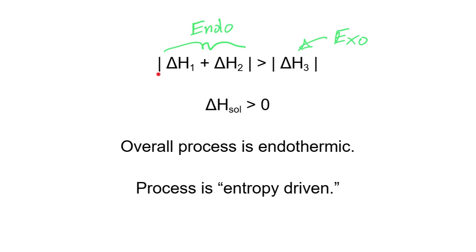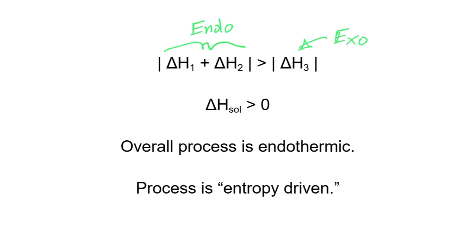So really what this is saying is that we are putting in more energy, separating the particles, than we are getting out when the solute and solvent particles come back together. And so the overall process, which is called the enthalpy of solution, delta H solution, has to be greater than 0 because the net energy is positive. We are putting energy into the system.